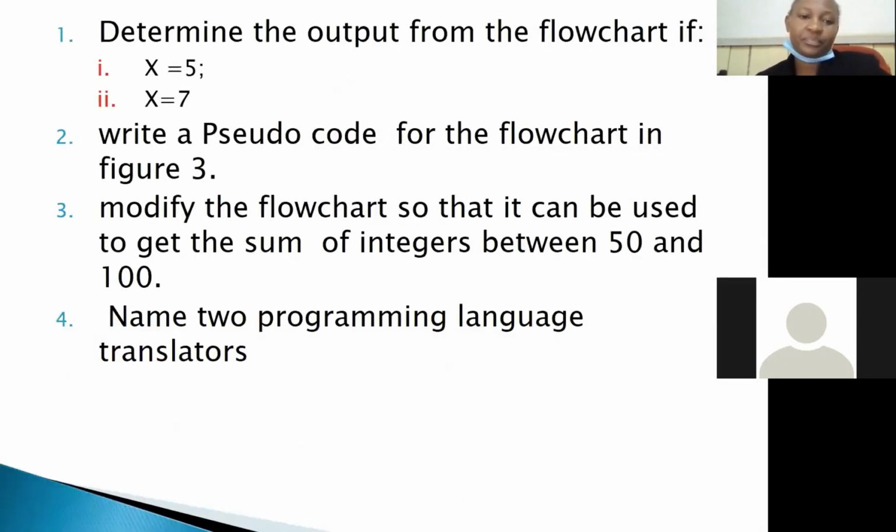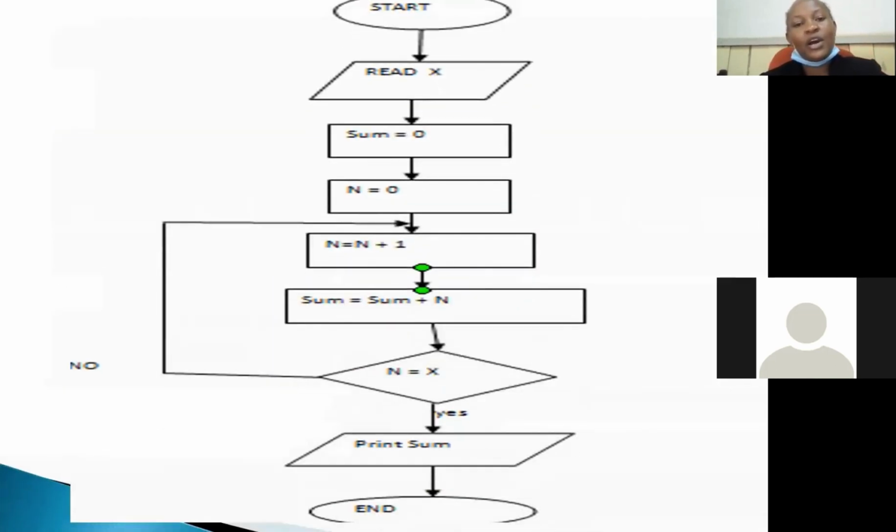So again, you can be told to modify, like I have said earlier. In this case, this question requires the candidate to modify the flowchart so that it can be used to get the sum of integers between 50 and 100. Going back to our flowchart, we need to change the initialization of n. n should not start at 0. n should start at 50.